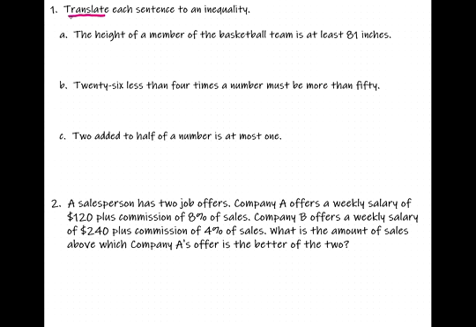So for part A, the height of a member of the basketball team is at least 81 inches. And so the key word here in the context of inequalities is at least. At least 81 inches means 81 or above, 81 or more. So the height of a member of the basketball team has to be 81 or above. That's what at least 81 means.